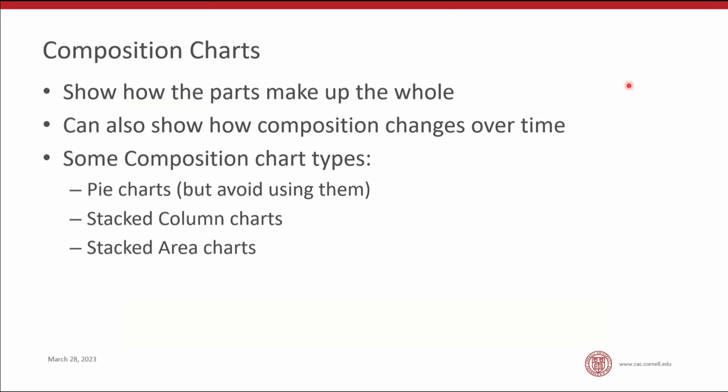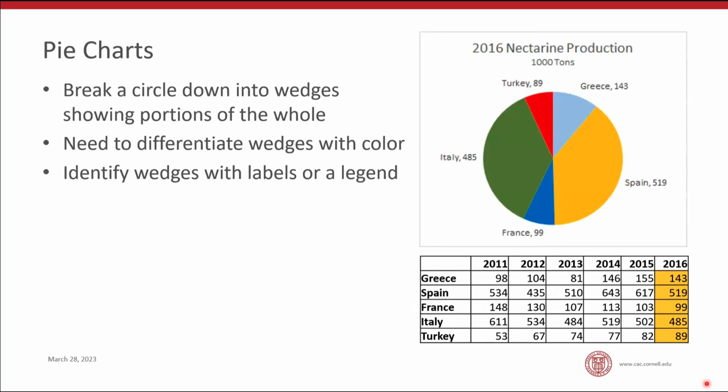Okay, composition charts. They show how a whole of something is made up of different parts. And they can also show how composition would change over time. Common composition charts that you've probably seen a ton of are pie charts. And some that you may not have seen are stacked column charts and stacked area charts. However, I will say with the pie charts, it's best not to use them. And I'll tell you why.